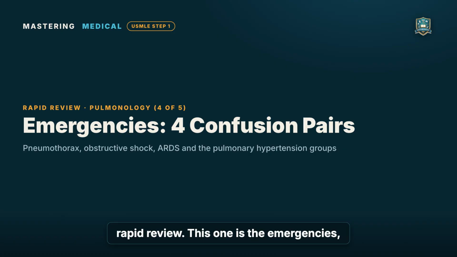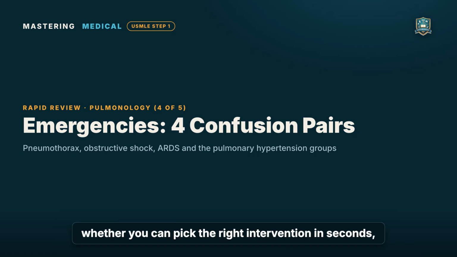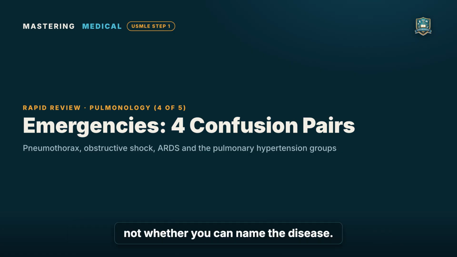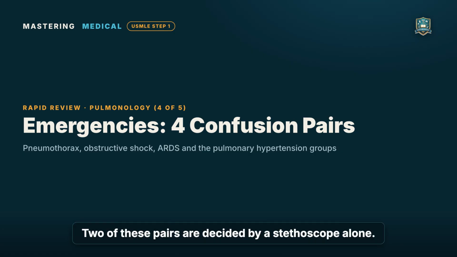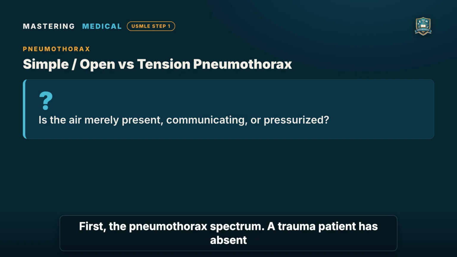This one is the emergencies, and the pattern that runs through it is that the exam is testing whether you can pick the right intervention in seconds, not whether you can name the disease. Two of these pairs are decided by a stethoscope alone. Let's start there. First, the pneumothorax spectrum.